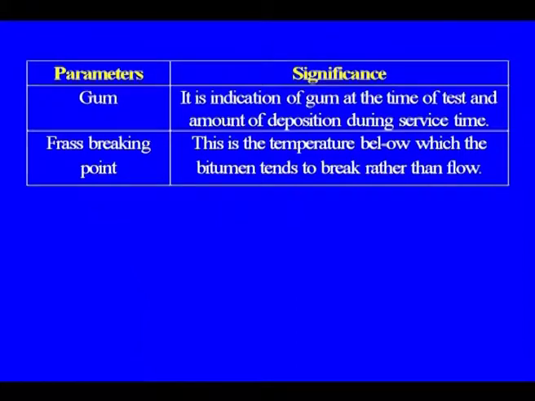The first breaking point is the temperature below which the bitumen tends to break rather than flow. This is also a characteristic of the bitumen that we determine.